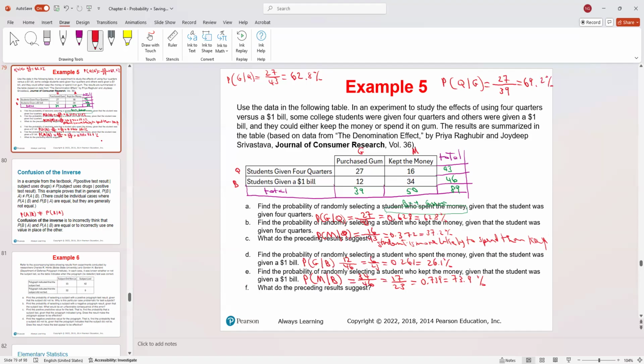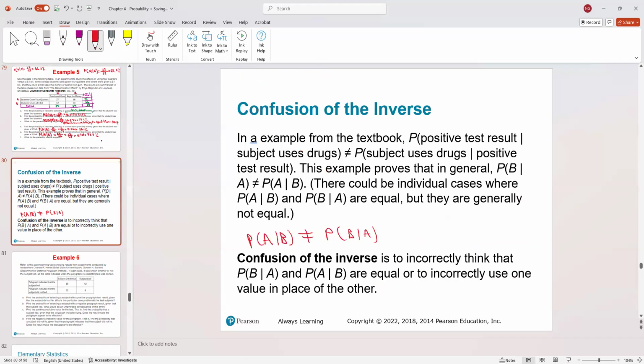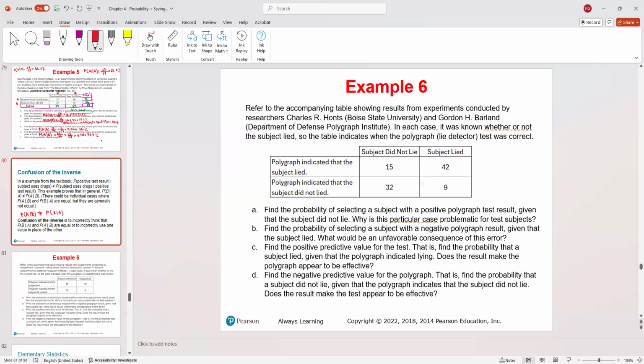So when we talk about confusion of the inverse, that's what we refer to. In examples like the probability of a positive test result, we cannot just flip them. So that's what we want to show you. Confusion of the inverse is to incorrectly think that probability of B given A and probability of A given B are equal, or to incorrectly use one value in place of the other. You cannot do that. So pay attention. Do not inverse it. Make sure you read and you understand. Let's do one more example.